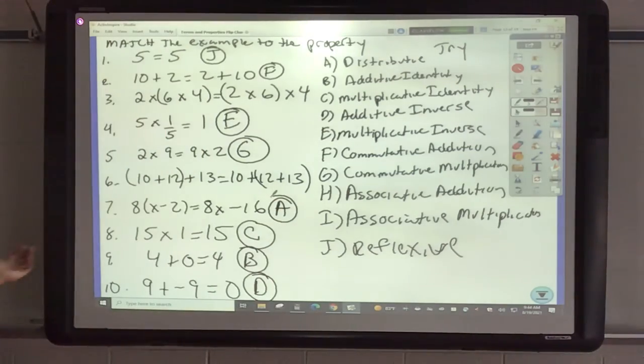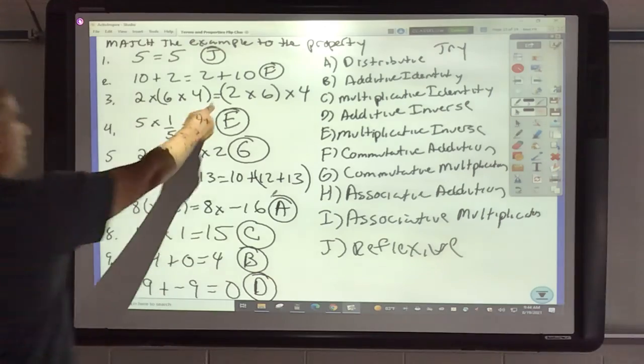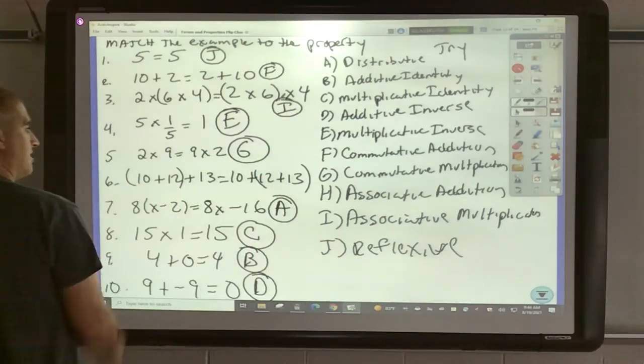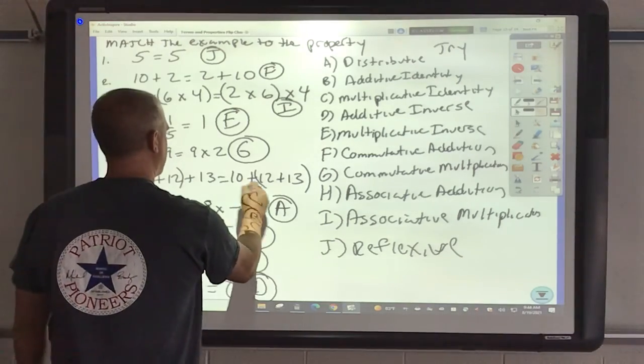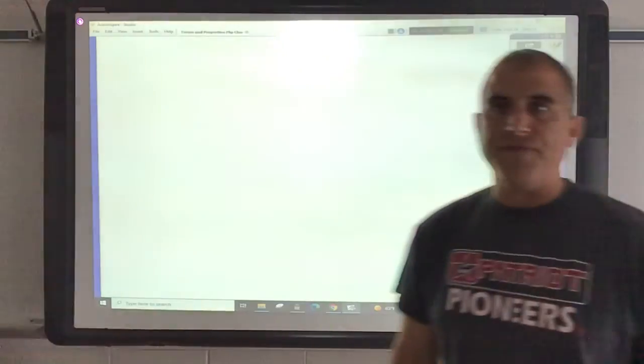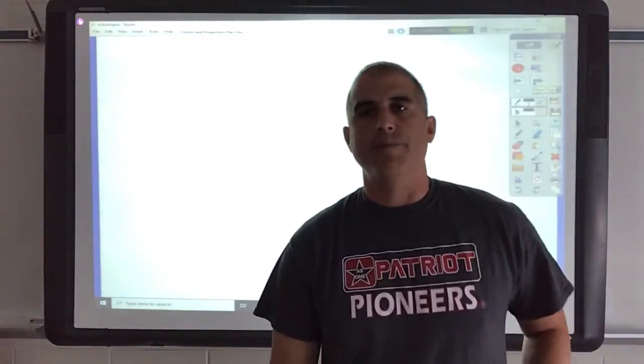We're down to the associative. This is multiplication, I. This is addition, that would be H. So the properties just take some practice. That's really all you have to do with that. Just practice them up a little bit and you should be fine.